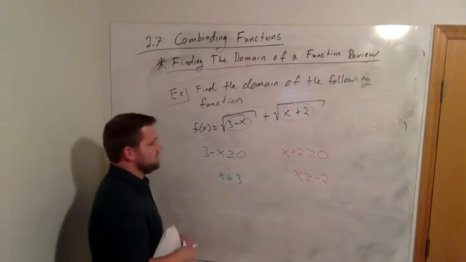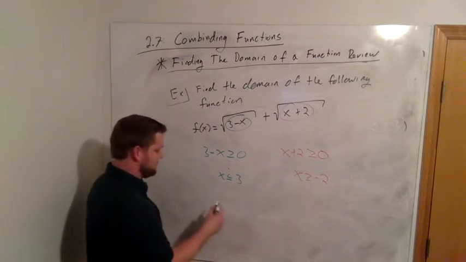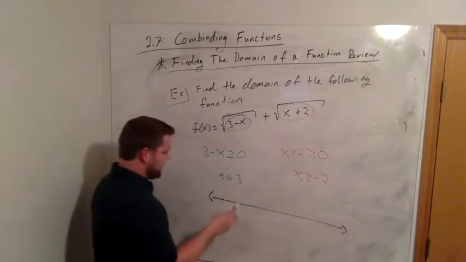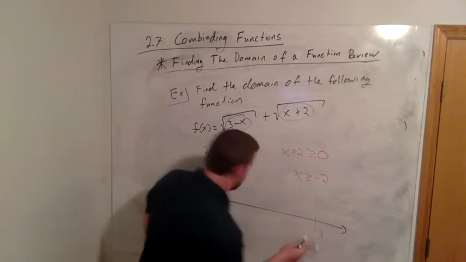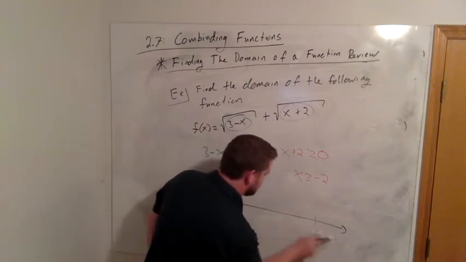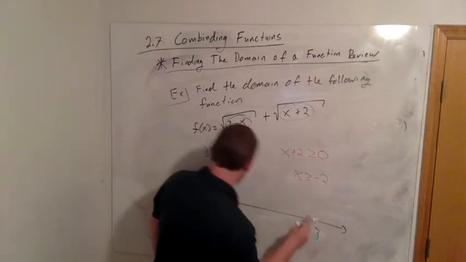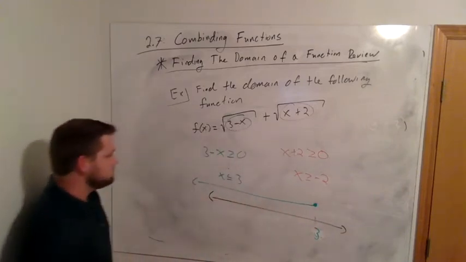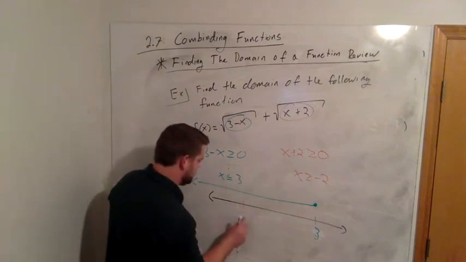So I don't want you to tell the reader x has to be less than or equal to 3 and x has to be bigger than negative 2. We want to write that in a nice way. So here's positive 3. I need x to be less than or equal to 3. And I also need x to be strictly bigger than negative 2. So here's negative 2.